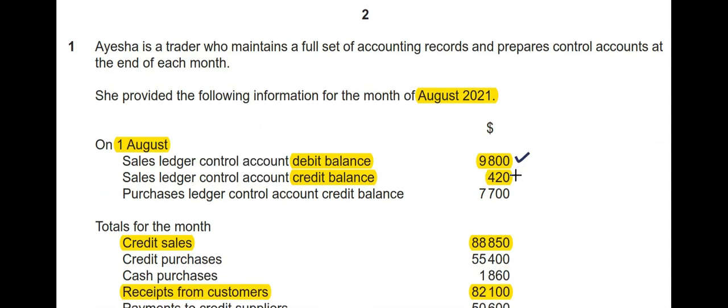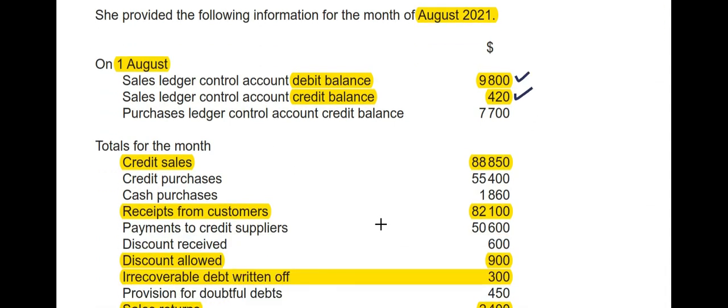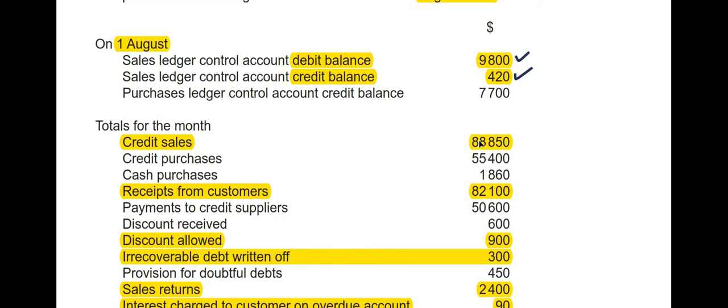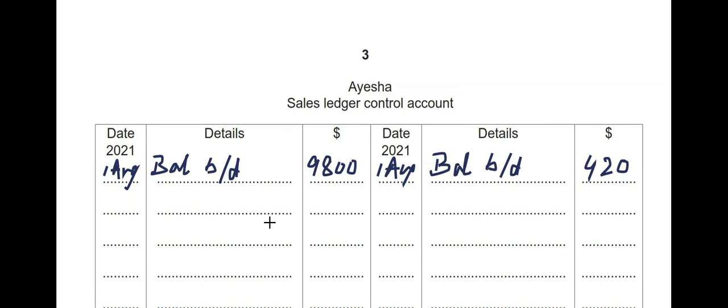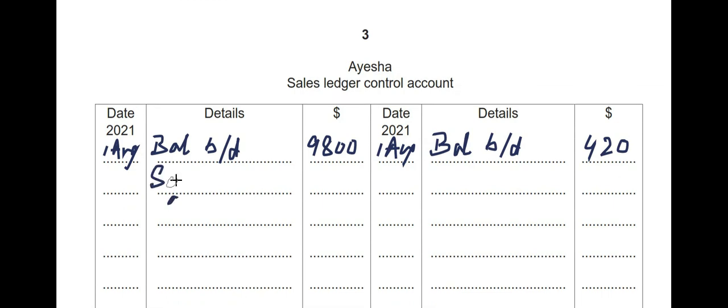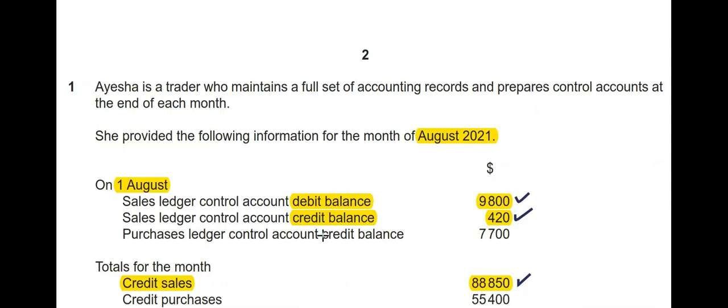So the credit sales amount has been given to us, and this is 88,850. So while you're doing this, it can be easy for you if you tick mark the items that you are writing down. So like credit sales has been given to us. This is amount 88,850. So 88,850.